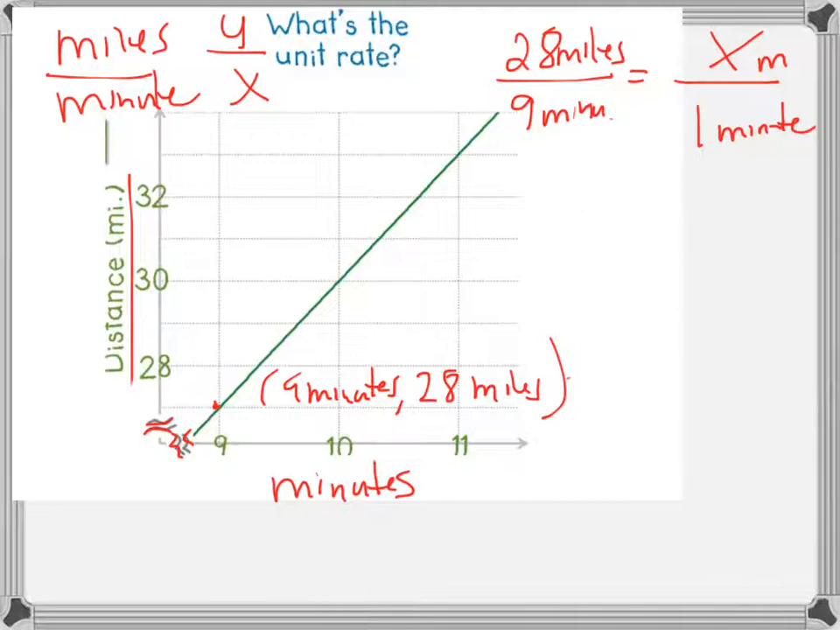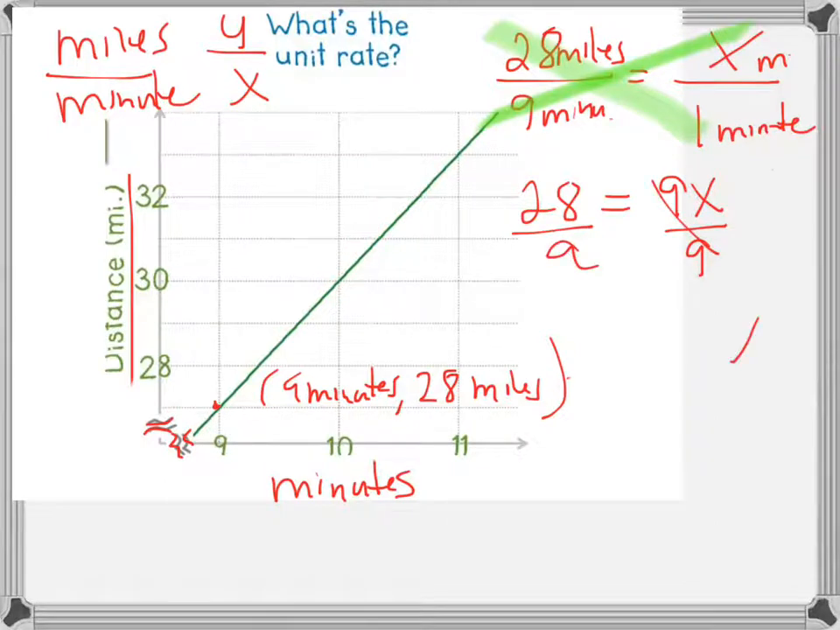So if I set up this proportion, if I go 28 miles in 9 minutes, then how many miles would I go in 1 minute? I can use the cross products here. So 28 times 1 is 28, and then 9 times x. So 28 is equal to 9x, divide each side by 9. X is equal to 28 divided by 9. So 9 goes into 28 3 times with 1/9 as a remainder. So you're solving for the miles.